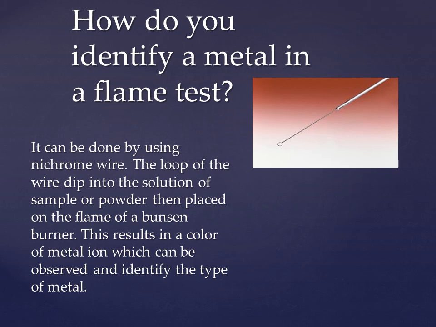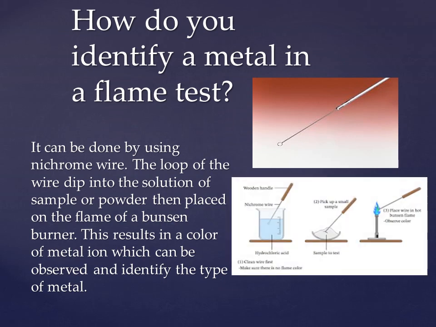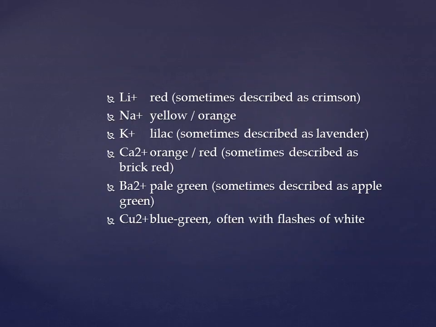Then, in the second step, you have to prepare a paste of the compound in 1 drop of concentrated HCl. You have to mix it well, then use that nichrome wire, take some sample and heat it on the Bunsen burner flame. You will observe the color of the given compound, and from that color of the metal ions, you have to identify the type of metal present. So you should have that concept of specific colors in your mind.